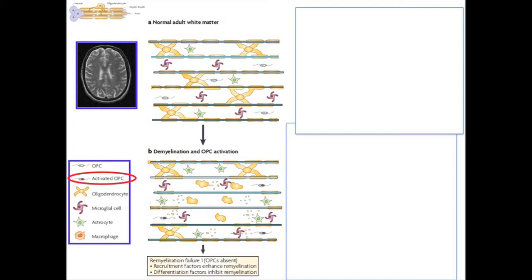So now, when demyelination occurs, obviously oligodendrocytes and myelin are being destroyed, and that's part of the inflammatory response.